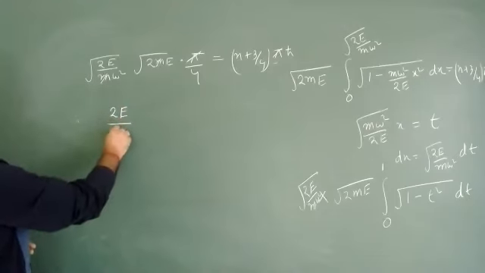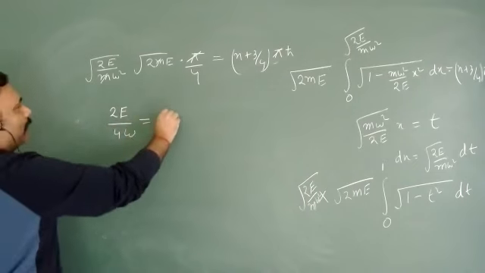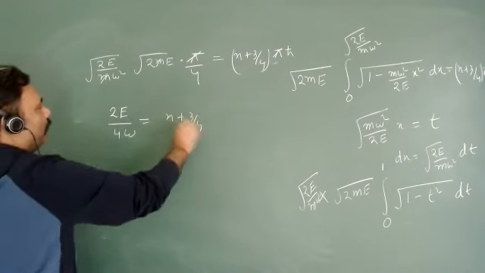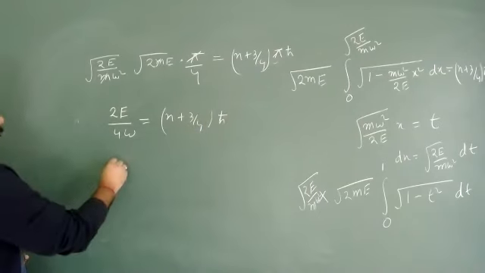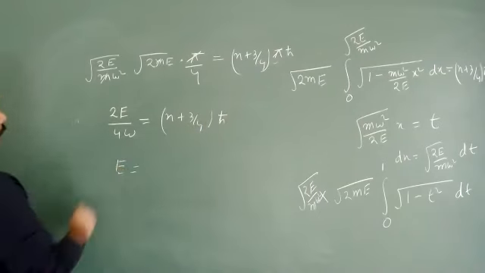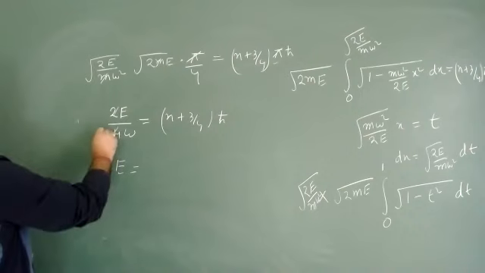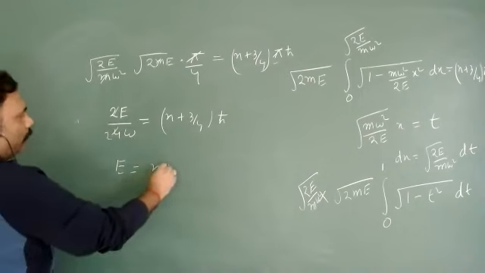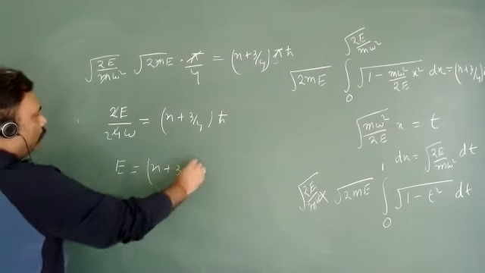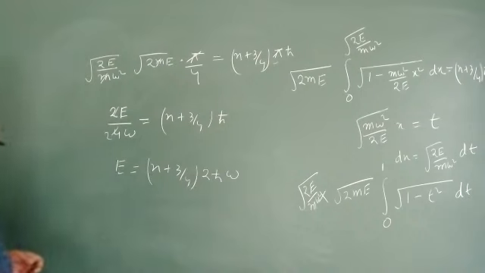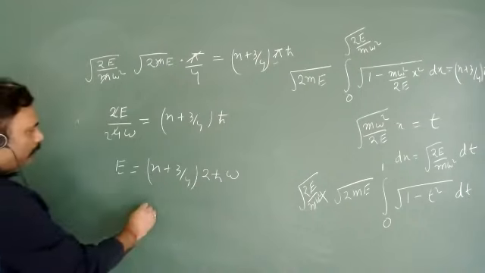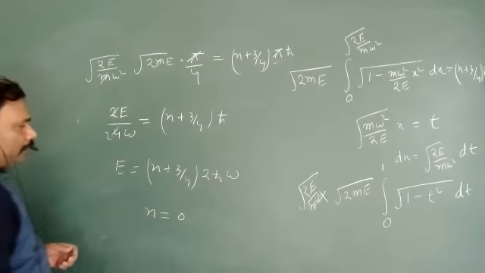Okay, 2E upon 4 omega is equal to (n plus 3 by 4) h cut. So E is equal to 2 times (n plus 3 by 4) times h cut omega. Now let us verify our result. Just put n is equal to 0. What will happen?